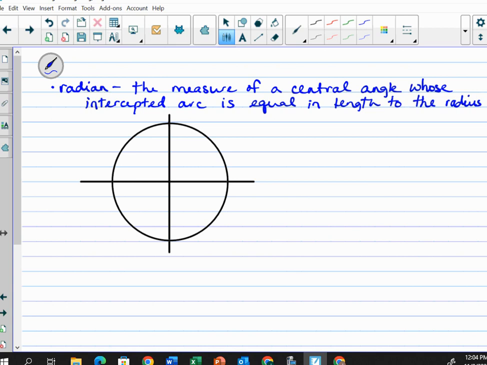The vertex is on the origin. Okay. Everything we will look at is a central angle. I won't change the rules on you. All right. What is an intercepted arc?